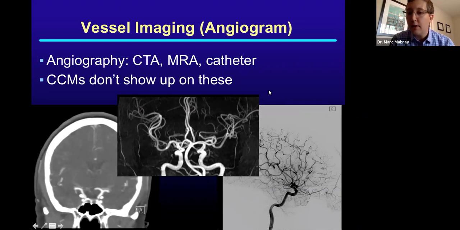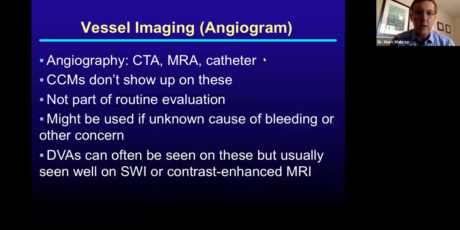CCMs typically do not show up on these tests. Cavernous malformations are low flow vascular malformations, and as such, we don't expect to see them on these. You may have had one of these studies, however, if the initial cause of the bleeding was unknown. It would be very common to get a CT angiogram, MR angiogram, or even catheter angiogram in a case of bleeding where the cause is unknown. Potentially if there's concern for something else as well. Perhaps a high flow vascular malformation needs to be excluded, or there's concern for an aneurysm or something along those lines.